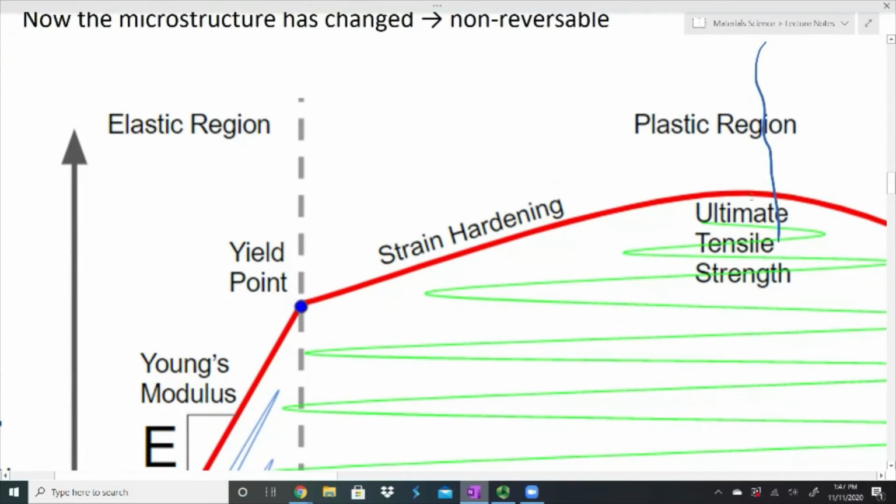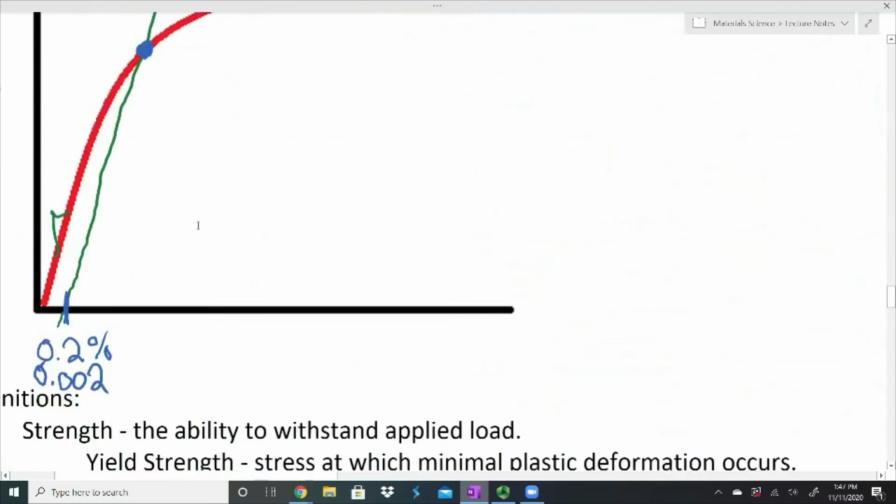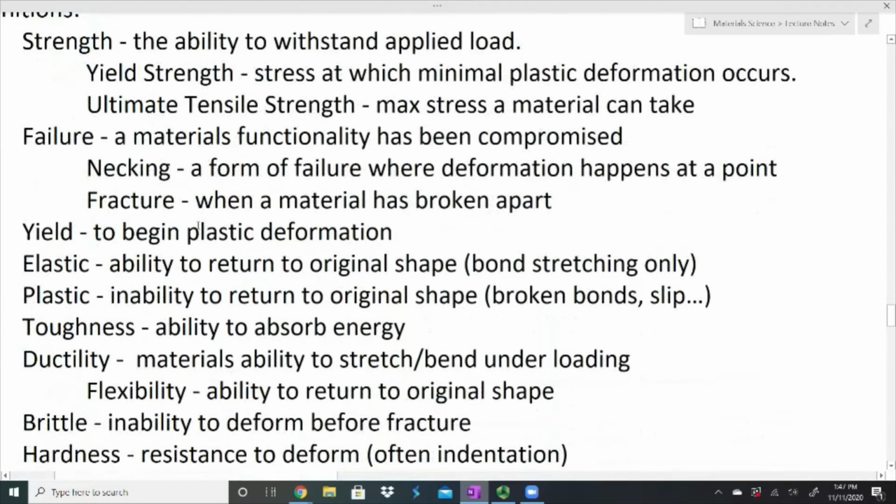This point right up here, the ultimate tensile strength, is the ultimate strength that a material can withstand when it's in tension. And that is, again, going to be the maximum stress that we can put on our material. We have two of those we've talked about. We have the yield strength, the stress at which minimal plastic deformation occurs. The ultimate tensile strength, the max stress a material can take.